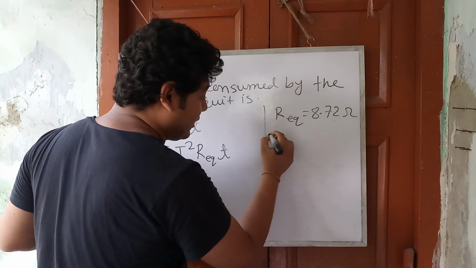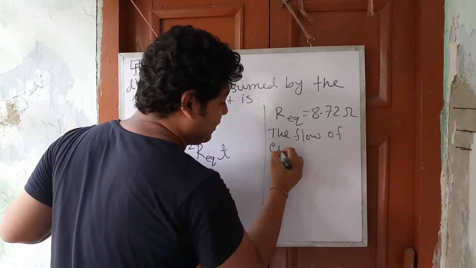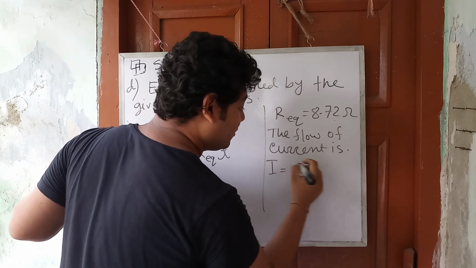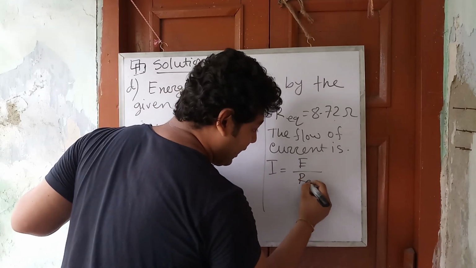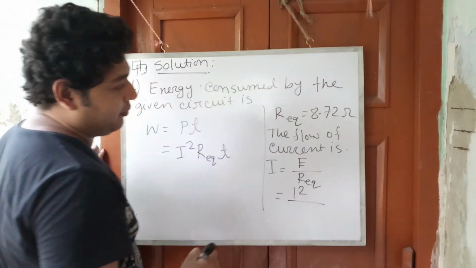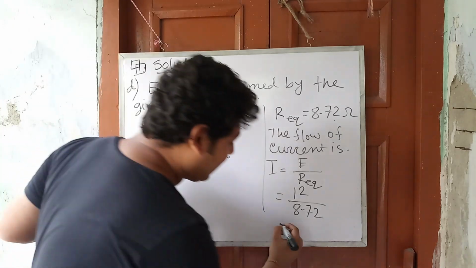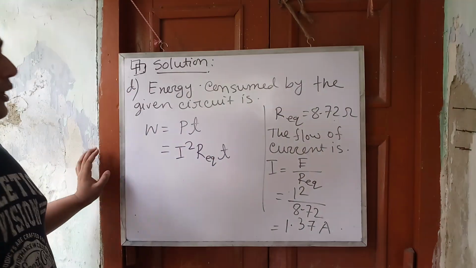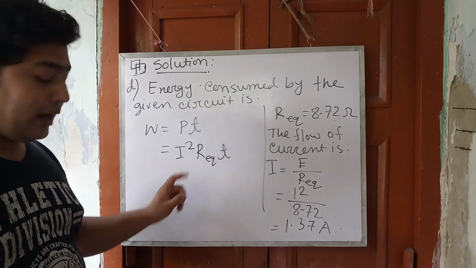The flow of current is I equal to E divided by R equivalent. So we can write 12 by 8.72 as 1.37 ampere. Okay. Then we get I and R.